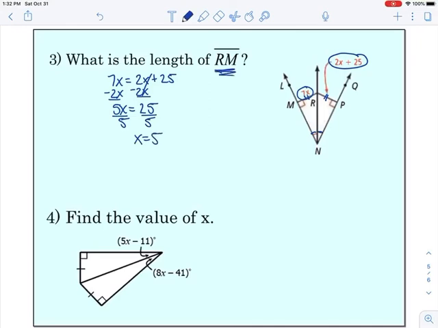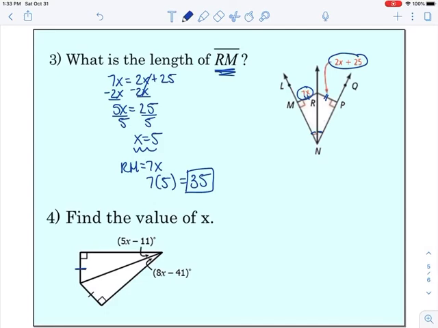Didn't ask me to find x though, it asked me to find the length of RM, so I need to take that x and plug that back in to 7x, or 7 times 5 is 35. Okay, and our last one, again, is the opposite.